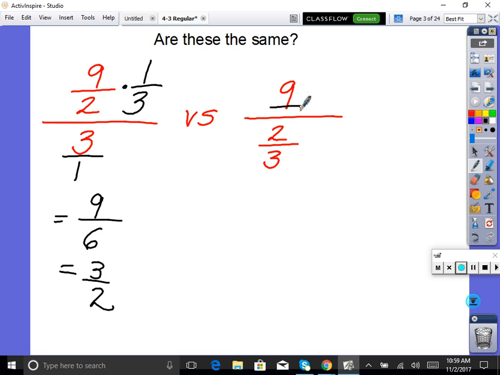What's really 9 divided by 2/3? So we have 9 over 1 divided by 2/3. Flip the second and multiply. So what's going to be on top? On bottom? When we multiply straight across, we get 27 over 2. Does that simplify? So why are they not the same?